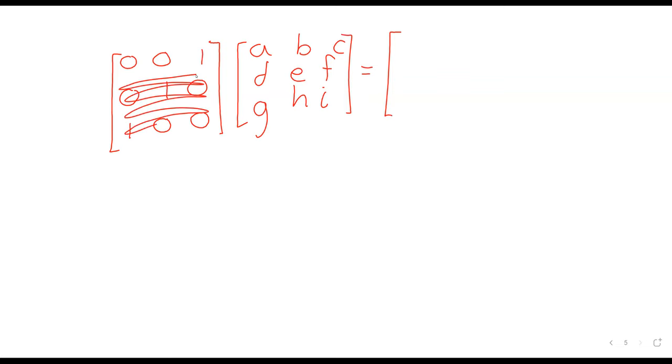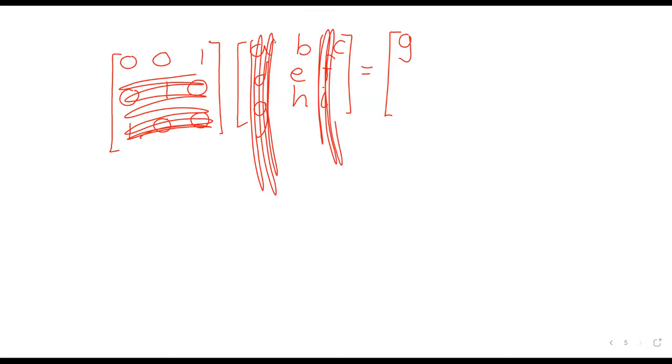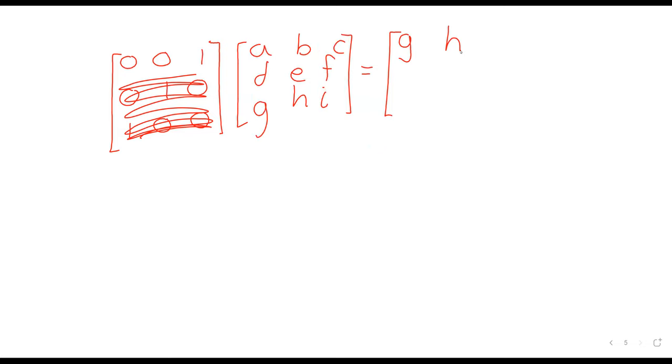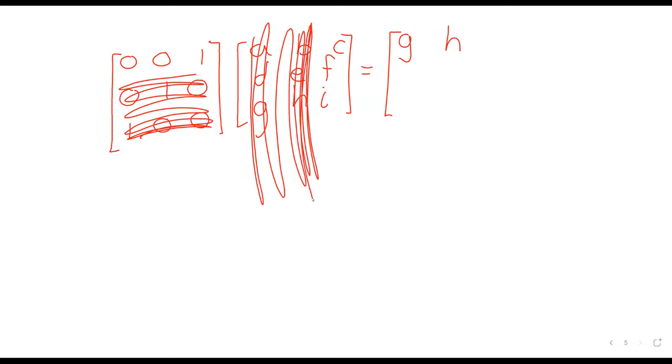column. Here are the wonders of the whiteboard, is that I can do stuff like that and then just erase the scribbles. So first row, first column: 0 times A, 0 times D, 1 times G. First row, second column: 0 times B, 0 times E, 1 times H. First row, third column: 0 times C, 0 times F, 1 times I.